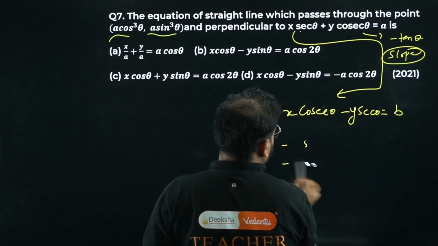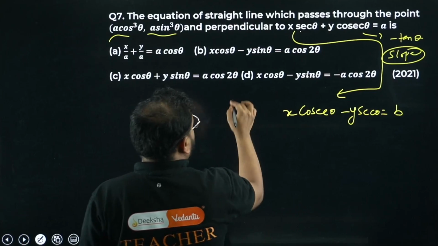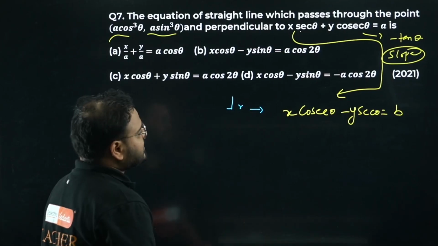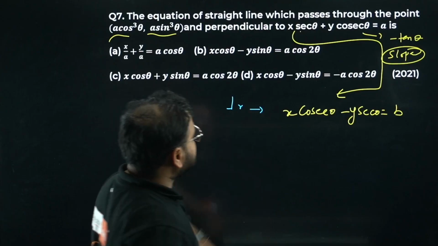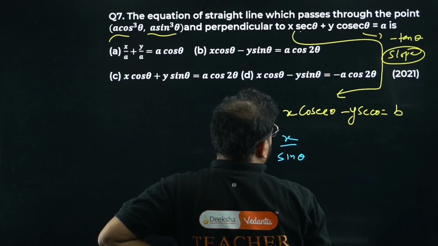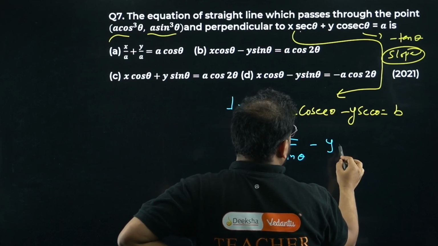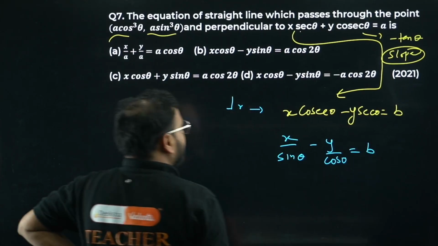Let me erase this. What is this, sir? This is my perpendicular line's equation: x cosec theta minus y sec theta. Now I can simplify this. It will become x by sine theta, and I have minus y by cos theta equals to b. Okay, great.